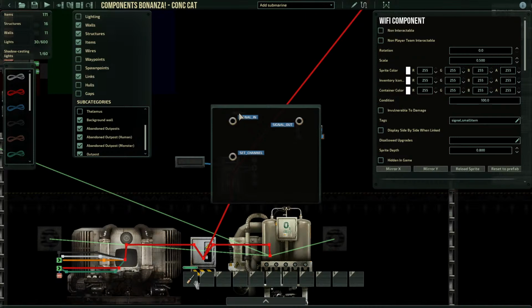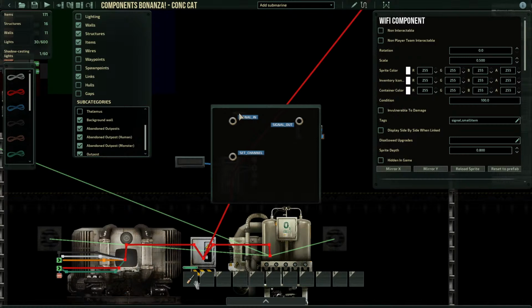have a signal in, a signal out, and a set channel. So when you have two Wi-Fi components on the same channel, any signal in received by one is broadcast at the signal out of all the others. So if you have 5 or 50 or 100 components all on the same channel, then you can seriously bypass that 5 connection limit by using a Wi-Fi signal instead of just a hard 5 limit connection through wires.